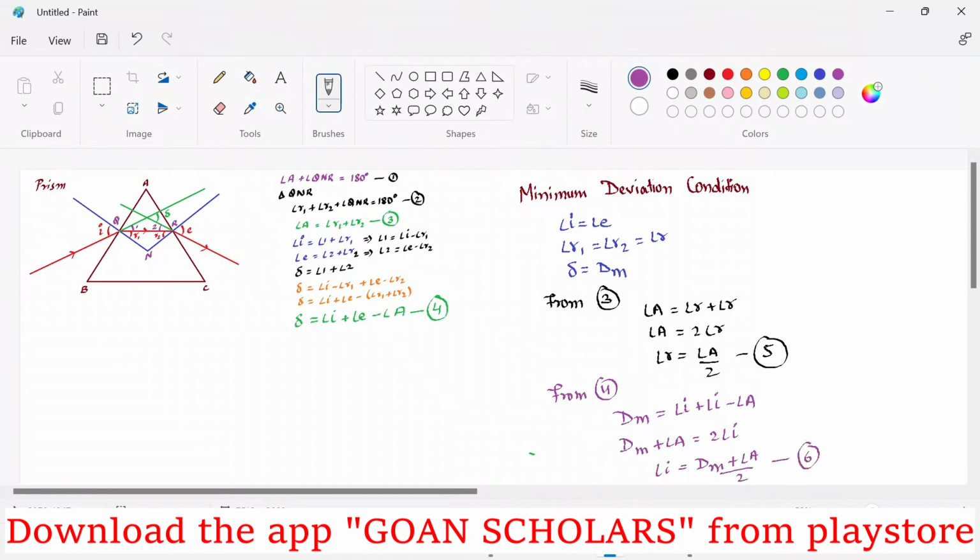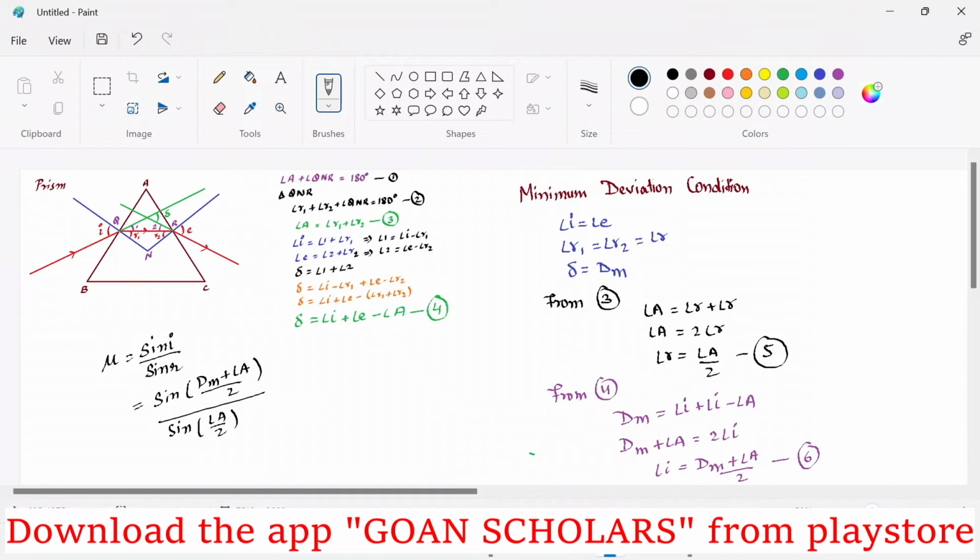So what is the objective of this whole derivation? The objective of this whole derivation is to figure out the refractive index. What is the refractive index? Sin I upon sin R. So let's substitute here. I is nothing but (delta m plus angle A) whole divided by 2, and R is nothing but angle A by 2.